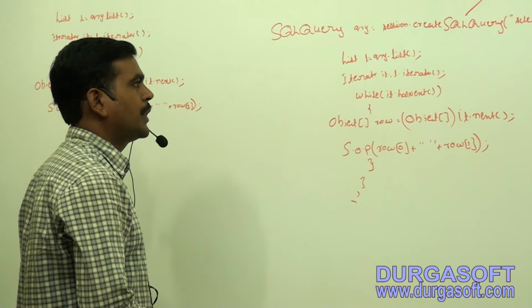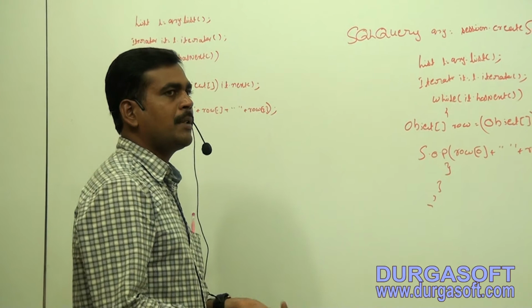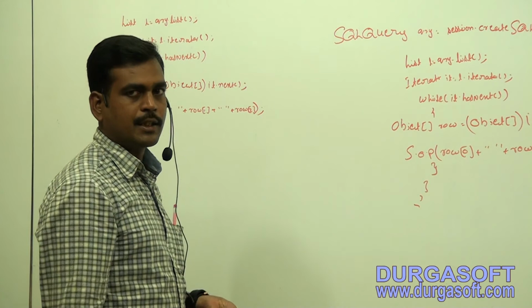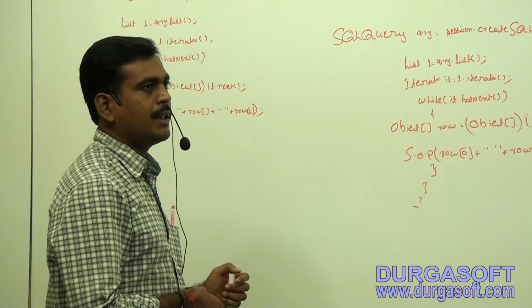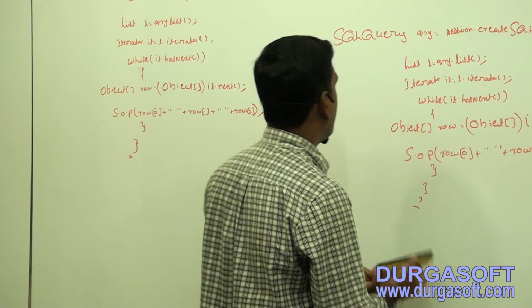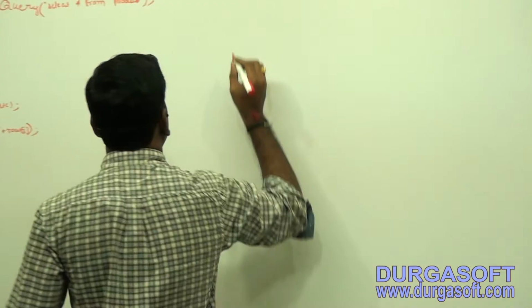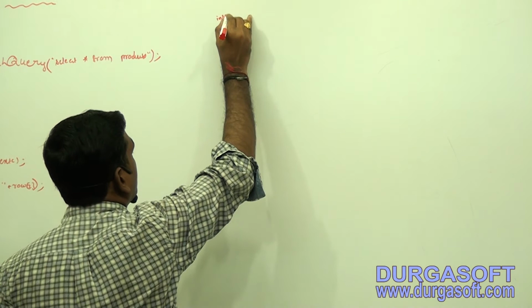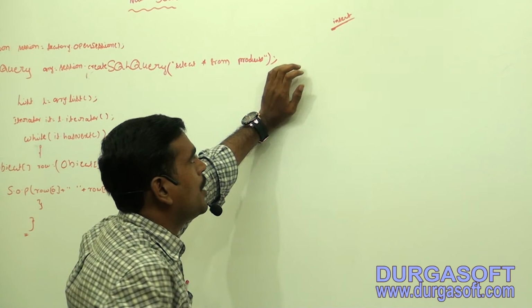Now this is the selection. In the same way, if you want to perform DML operations also, we can perform them by using this native SQL. For example, I want to insert one record into the database. That is the DML operation. Now, how do we implement it here?